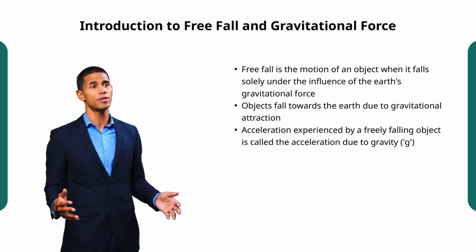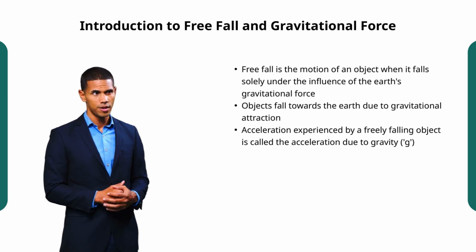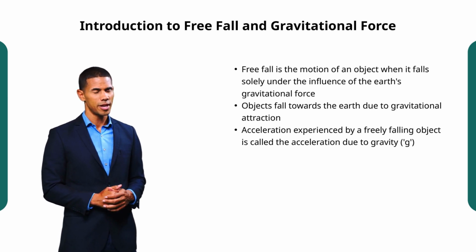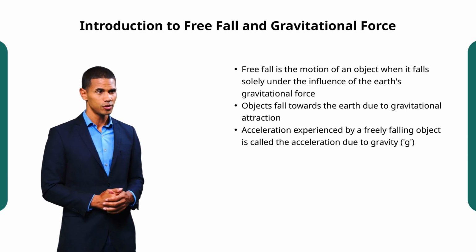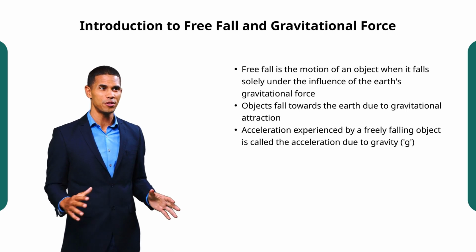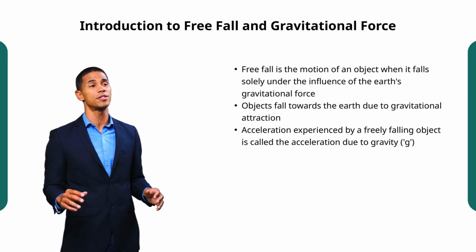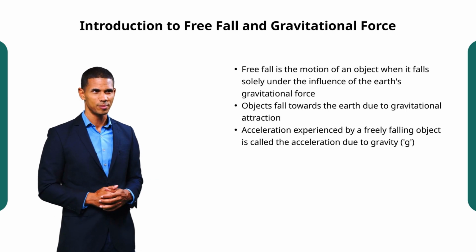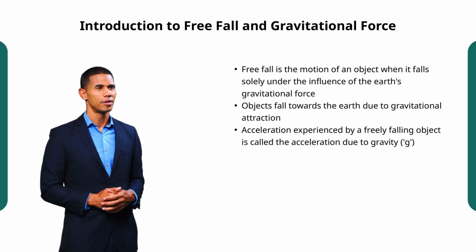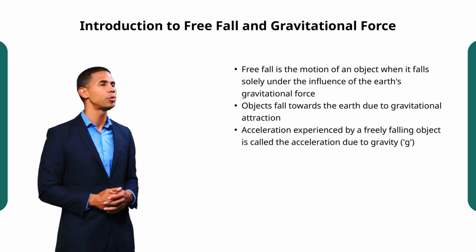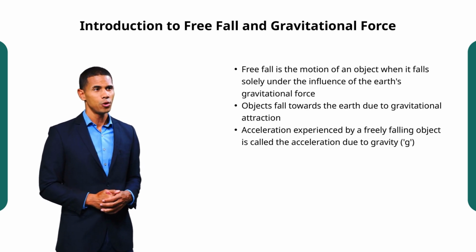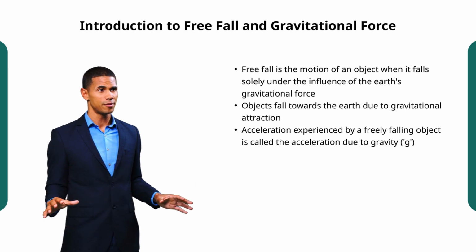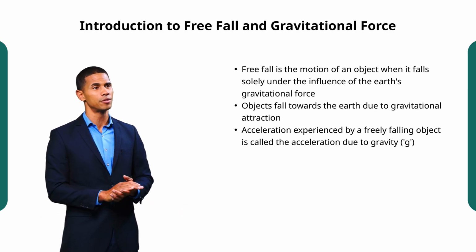Now, free fall means an object is moving only under this gravitational pull, with no other forces acting on it, like air resistance. Picture a skydiver jumping and just before the parachute opens, falling freely due to gravity. This acceleration that the object gains while falling is called acceleration due to gravity, and we denote it by the letter g, pronounced G.